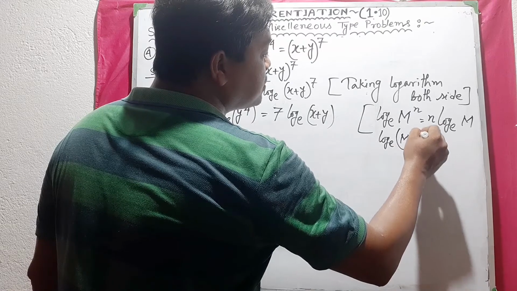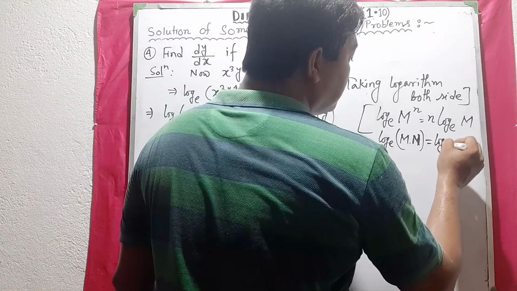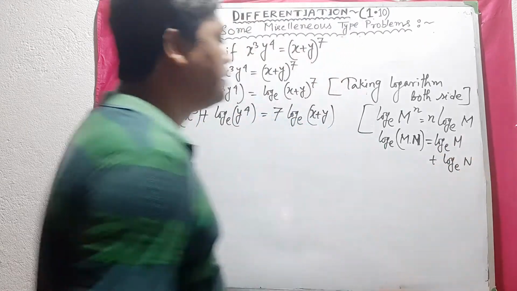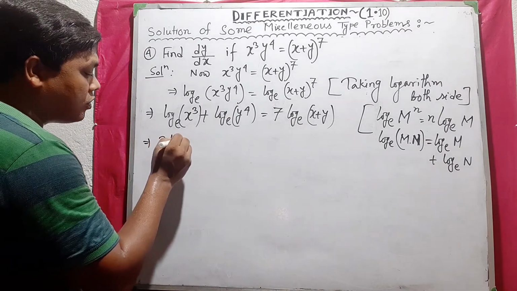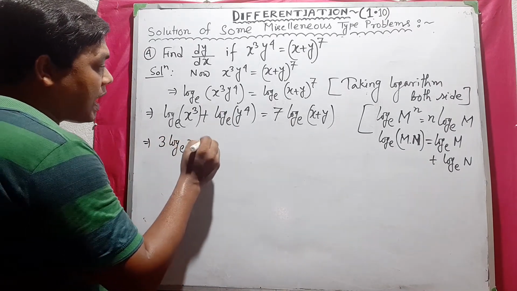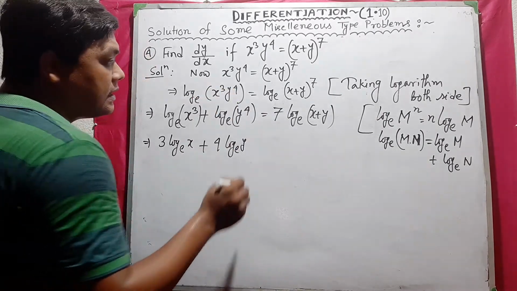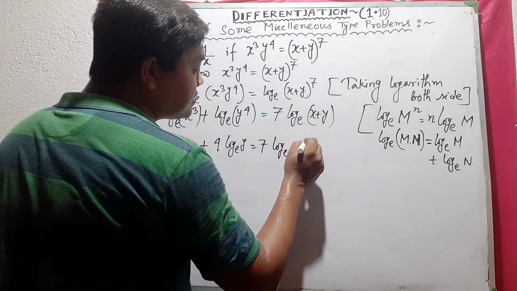We have done this exhaustively in the logarithm chapter. So log m plus log n. Okay, so I use this result. So 3 log x base e plus 4 log y base e equals 7 log of (x plus y).